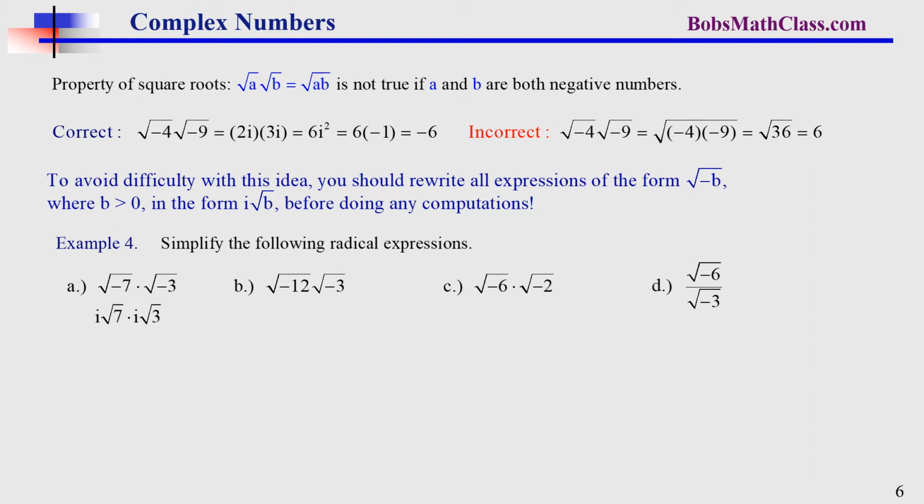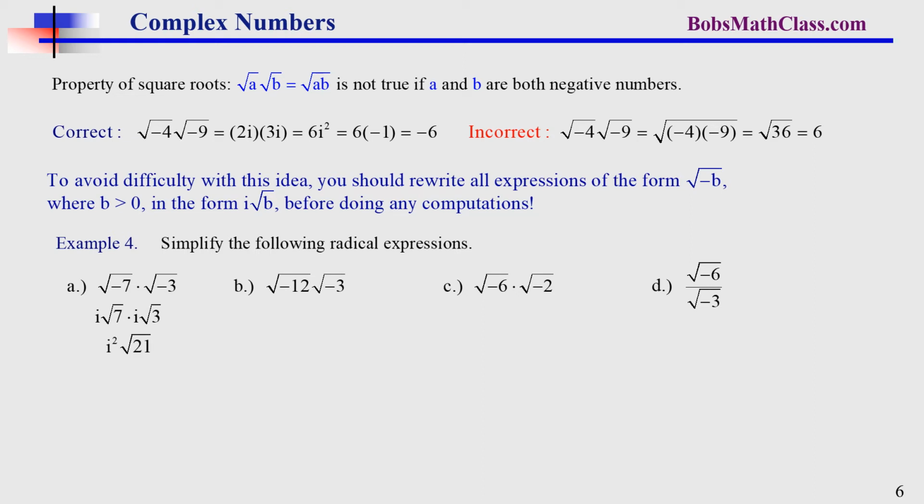You can put a dot in the middle just to separate it. You don't have to. Whenever you write it all next to each other, it's assumed multiplication. Okay, so now we can put the i's together. What's i times i? That's i squared. And then square root of 7 times square root of 3 is square root of 21.